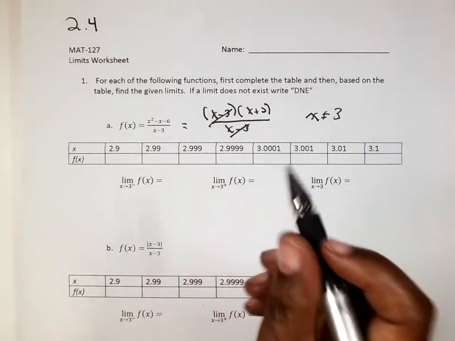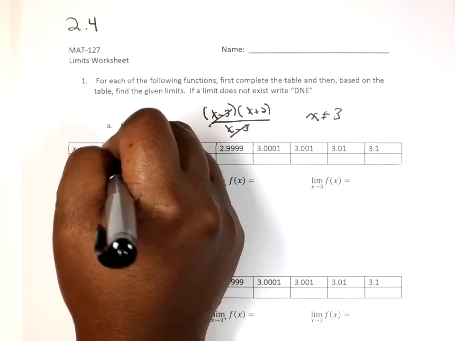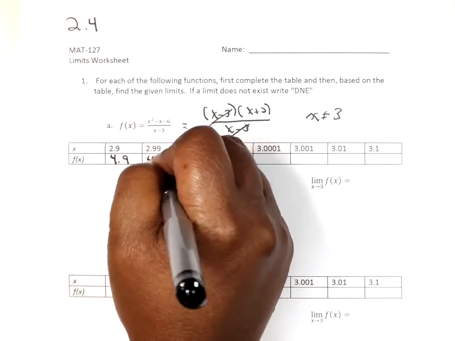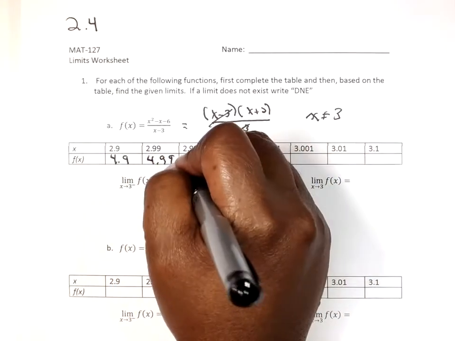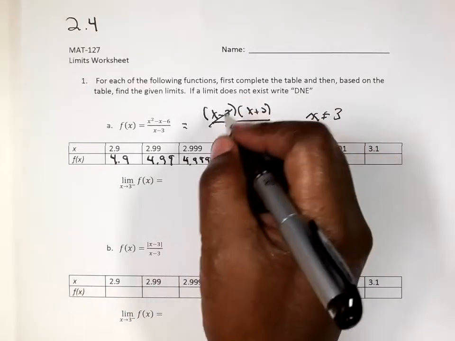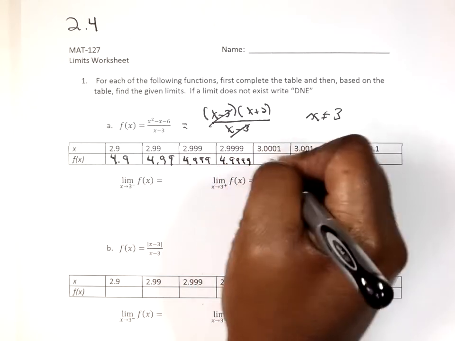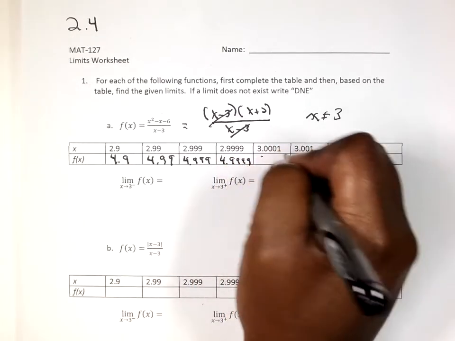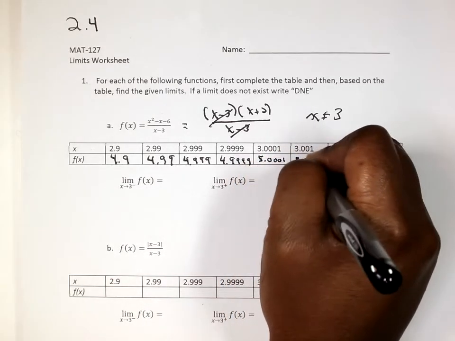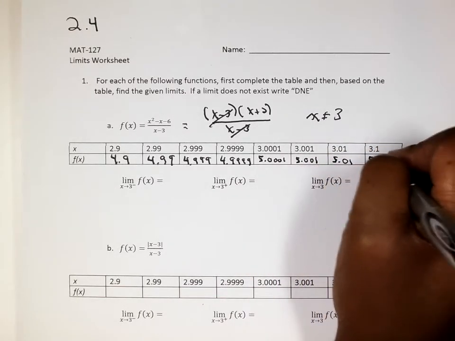So when you plug in 2.9, you get 2.9 plus 2, so I get 4.9. When I plug in 2.99, I get 4.99. And then 4.999. Remember, I'm just taking that number and adding it to 2. And then 4.9999. And then when I add 2 to the values on the other side, I get 5.0001, 5.001, 5.01, and 5.1.